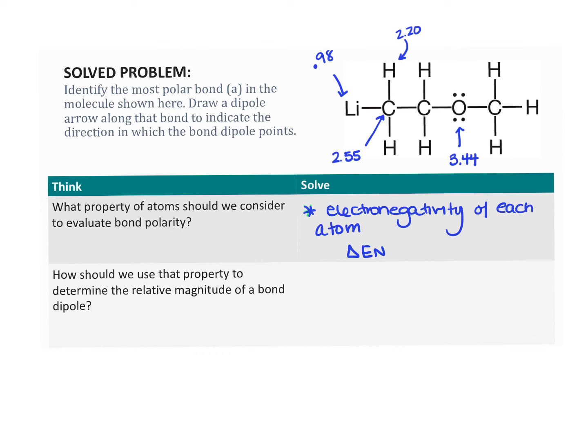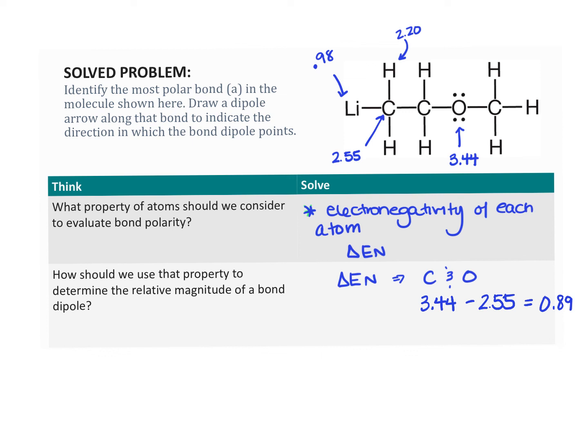So, for example, if we want to look at the difference in electronegativity of two atoms, let's look at the difference between the carbon and the oxygen. So right here, this kind of bond right here. When we look at that, I've got 3.44, and I'm going to subtract 2.55. And that difference, if my math is right, is 0.89. So that's one type of bond that's in this molecule.